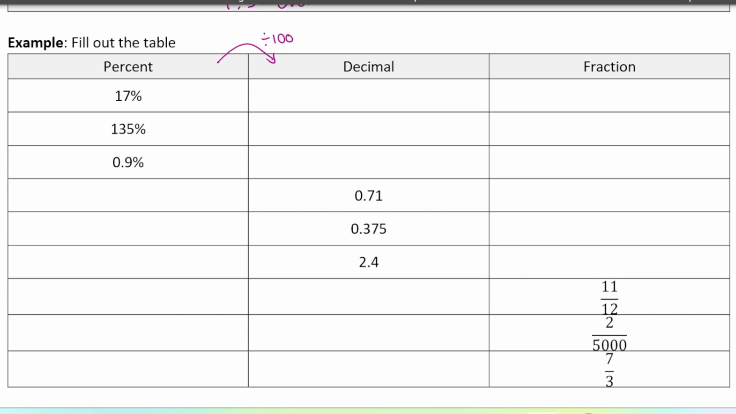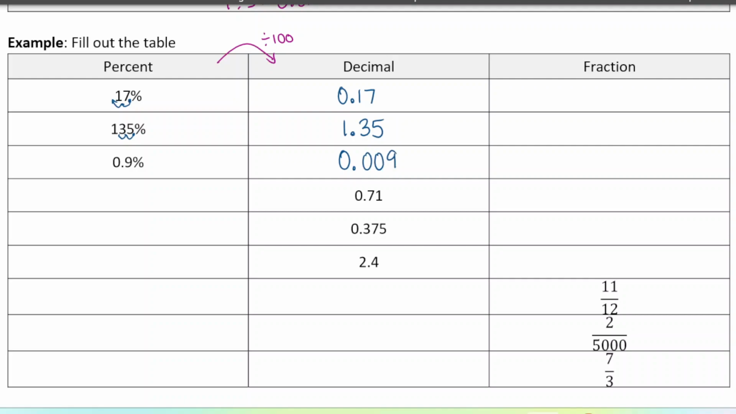So we end up moving the decimal. So right now there's a decimal right here behind the 17. So when you divide something by 100, a fast, quick and easy way to do that without a calculator is just to move the decimal place over 2 spots. And so it becomes 0.17. So same with the 135%, that becomes 1.35. And then for the 0.9%, it's going to become 0.009.